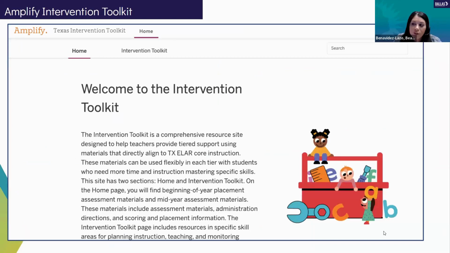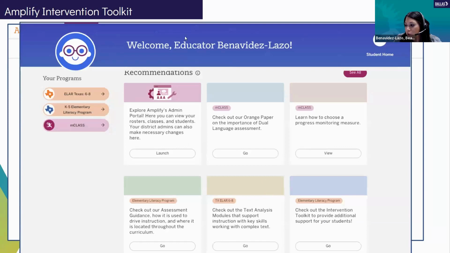Also, if you're not familiar with the Amplify Intervention Toolkit, just want to make sure that you know that it exists. So this is a toolkit that you can access through your portal for Amplify through Clever. So here's the K through 5, and then it will be our elementary literacy program. This is where the link is at for that. So this just shows you where to find that link, and it's through your dashboard with Amplify.